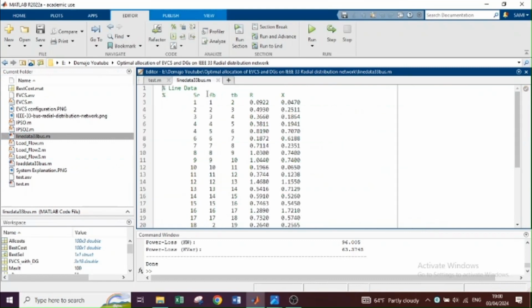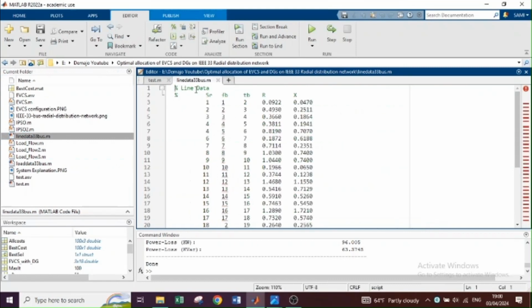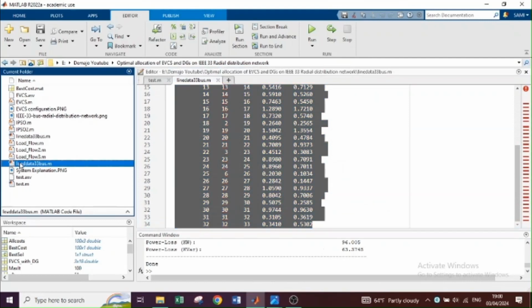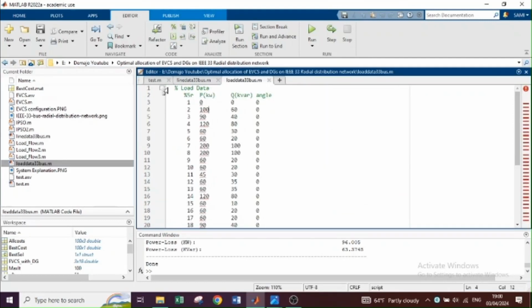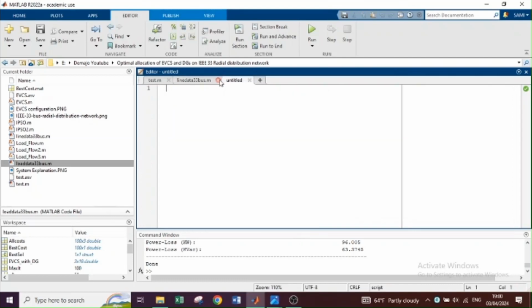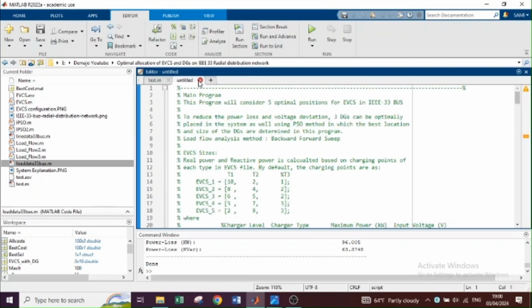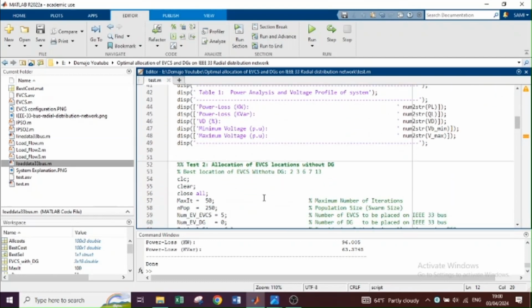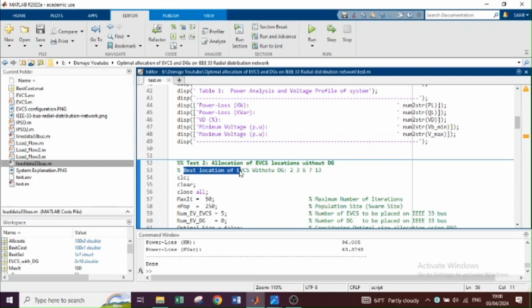So we can take a look at the line data and bus data. This is the line data of IEEE 33. These are the standard values that the IEEE provides for the 33 distribution network. So you can freely use it, and it's going to be the same as long as you're using IEEE 33.